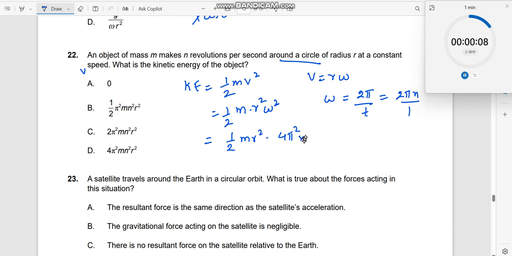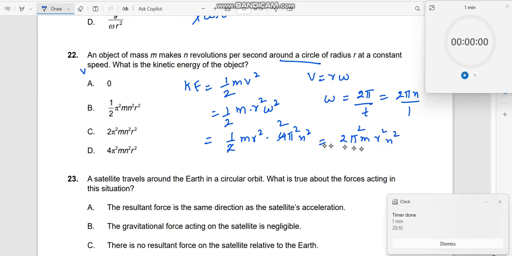4 pi square n square, which will now be equal to, 2 ones are 2s, 2 pi square m r square n square, right? 2 pi square m r square n square, which is the right answer here. So you have 2 pi square m n square r square. C is the right option. Okay, let's move on to the next one.